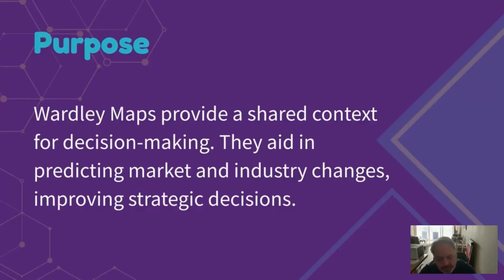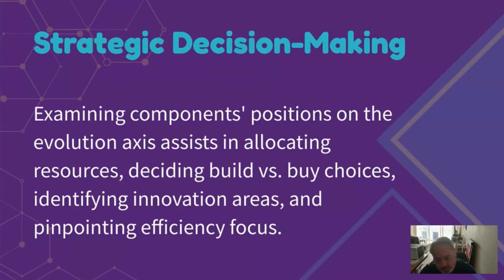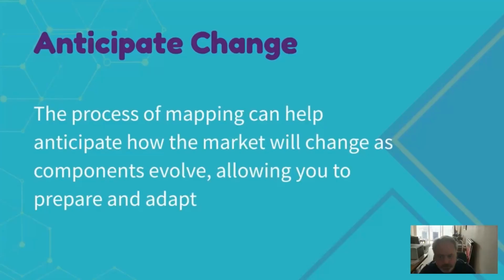The purpose of the map is to help you with decision making, but it's also a good aid for looking at particular markets, industry challenges and changes, and also improving strategic decisions. It helps with that kind of shared context. So when you talk about your strategy within the organization, it helps you share that and understand it across all your members. The key thing we'll talk about is strategic decision making, and it helps with build or buy choices. Where should you invest? Where should you focus?